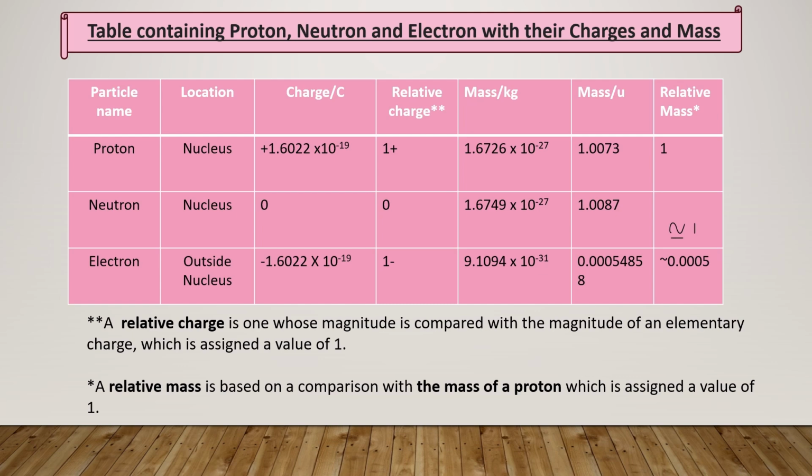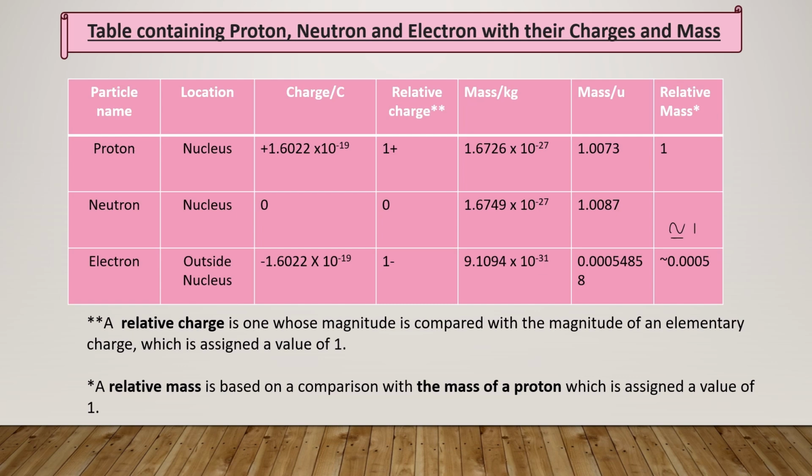mass in kg 1.6749 × 10^-27, mass in atomic mass units 1.0087, relative mass almost 1. Electron: found outside the nucleus, charge -1.6022 × 10^-19, relative charge -1, mass in kg 9.1094 × 10^-31, mass in atomic mass units 0.00054858, relative mass almost 0.0005.